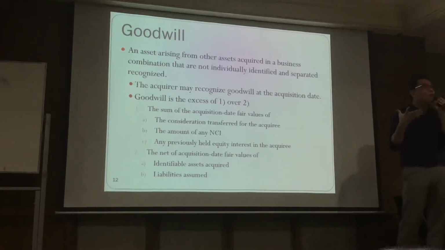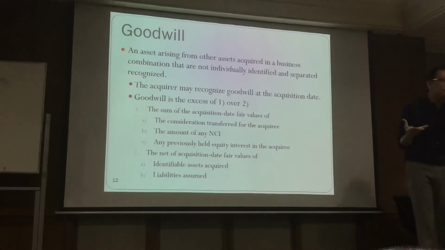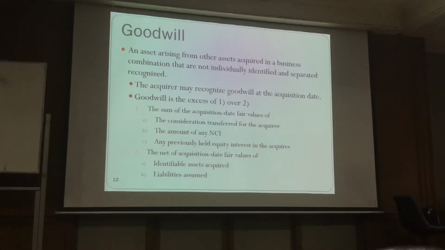This is what we call consideration transferred. That's a technical term. This is the amount that you transfer to the other party. So you pay 500, it's going to be 1A. What do you get? You get net assets worth 180. 500 is more than 180. How much is this for the goodwill? 320.